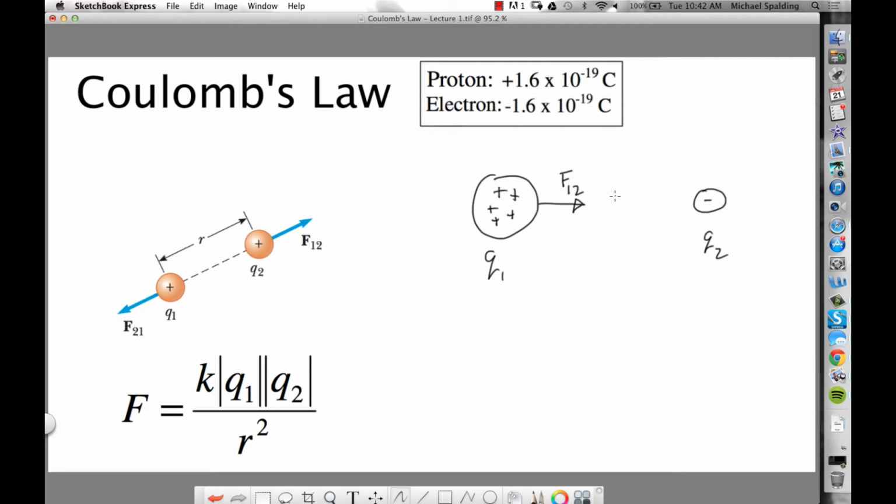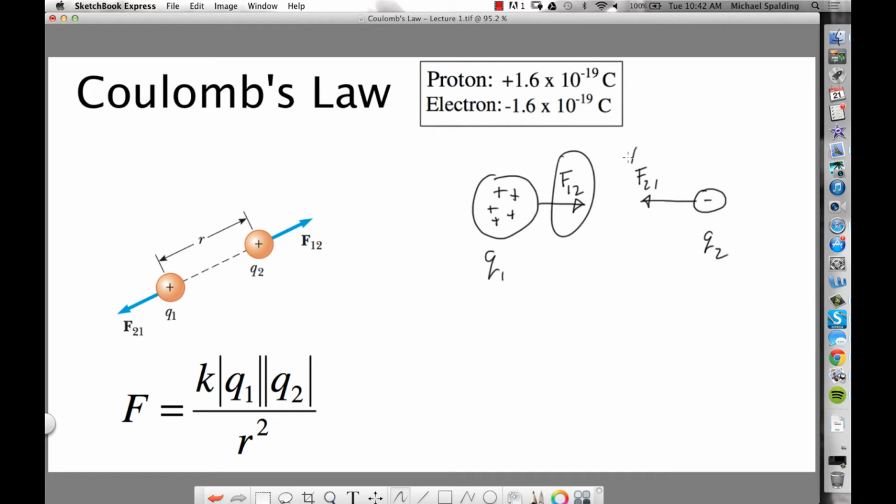Okay, and then what is the positive charge doing to the negative charge? Also pulling. So that would be F21. Now look, are these forces the same in value or different? Charge 1 is big, charge 2 is small. Same force or different force? They are the same, right?